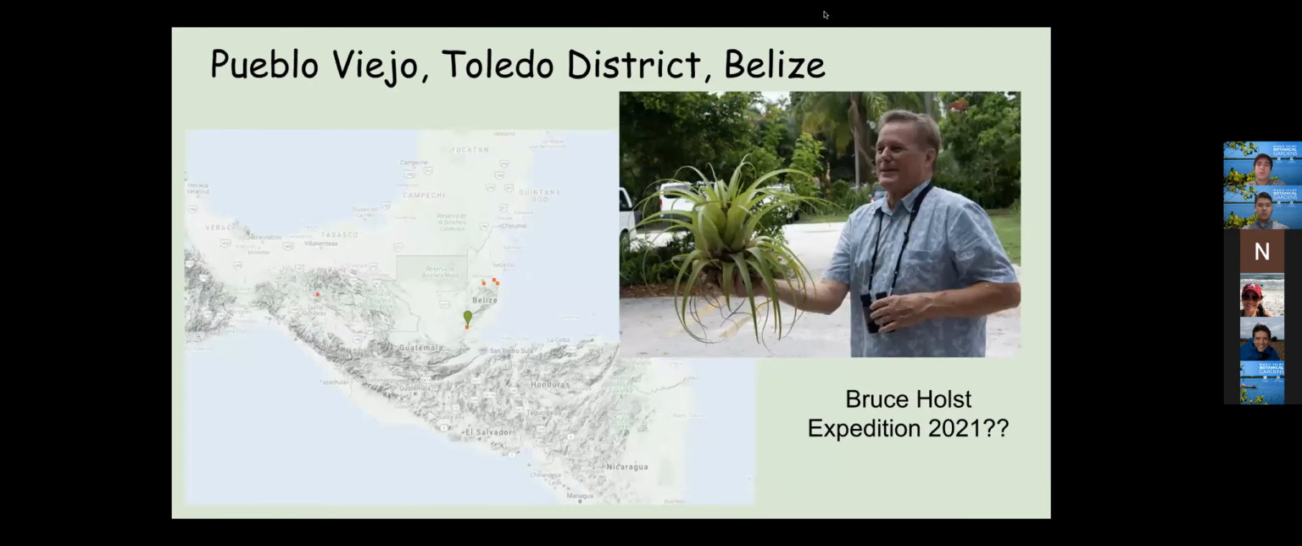This Alsobia was found in Pueblo Viejo, Belize, and the red dots represent other locations where it was documented. Bruce Holst is organizing an expedition to see if he can collect it later this year.